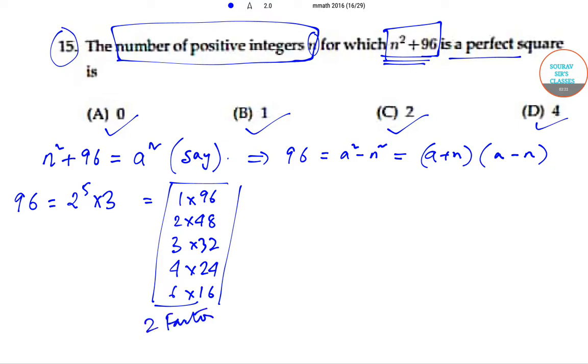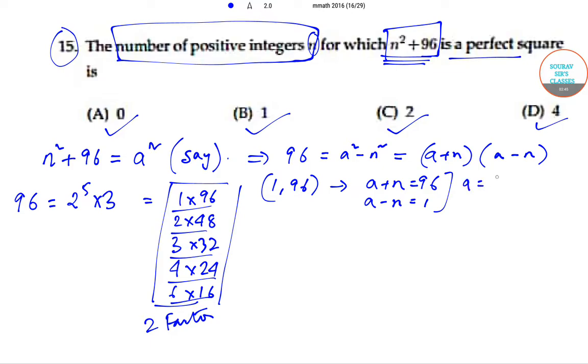So basically we have to check a plus n, a minus n for all of these structures. So if we take 1, 96, in that case we have to write a plus n. If we take a plus n as 96 and a minus n as 1, in that case we'll see that a will come down to 97 by 2, which cannot be possible since it is a fractional value. It is not possible. So 1 by 96 cannot be an option.